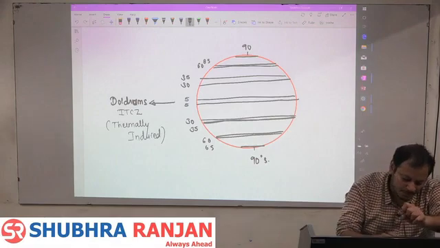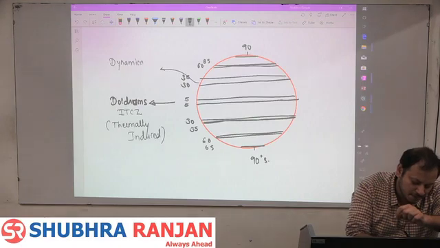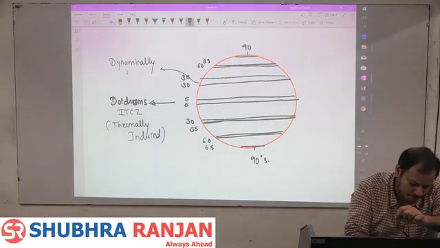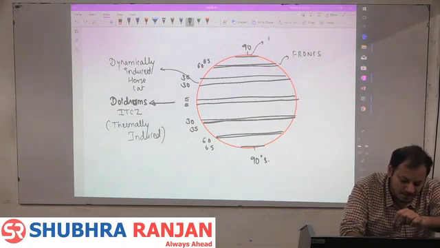Fine. This pressure belt is a dynamically induced high pressure belt due to subsidence of air. And this we will call the horse latitudes. This pressure belt is the belt of fronts, and this pressure belt is, again, a high pressure belt due to extremely cold climate.